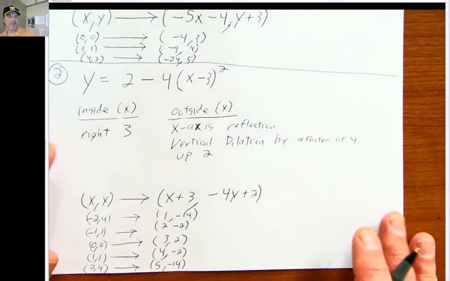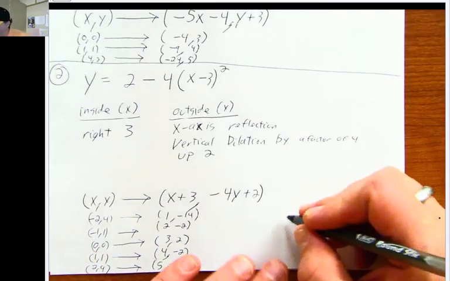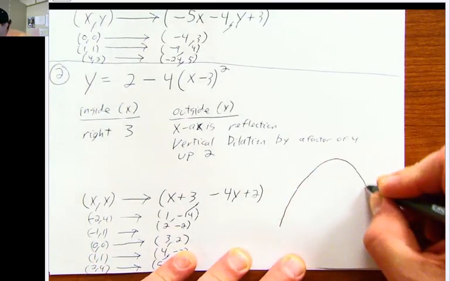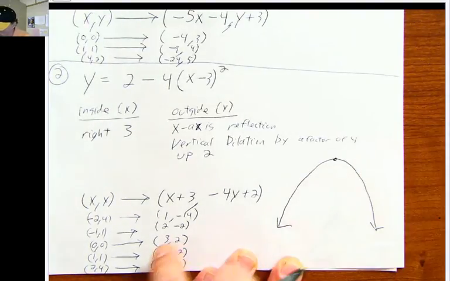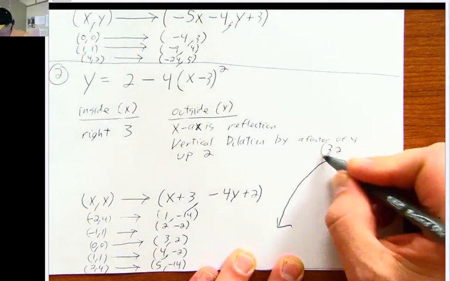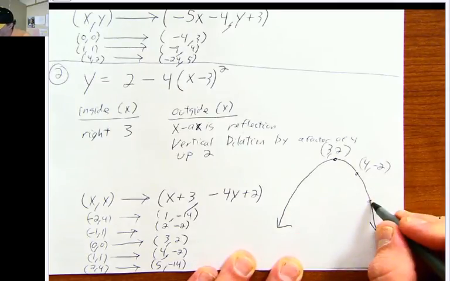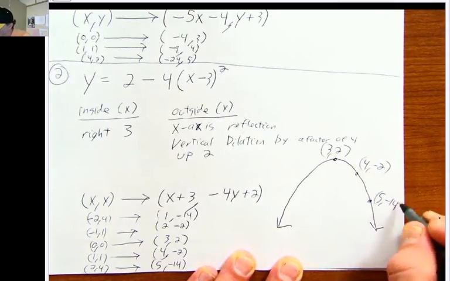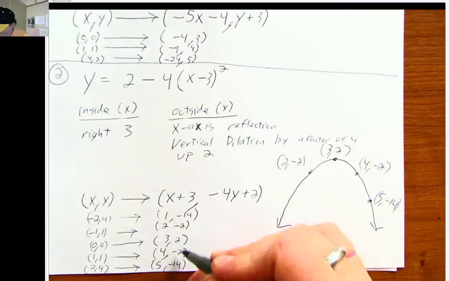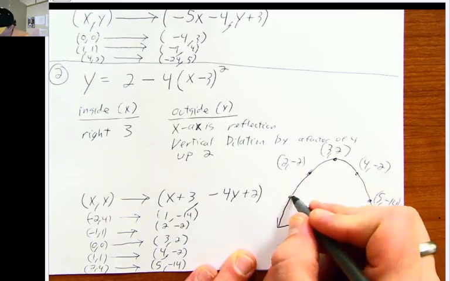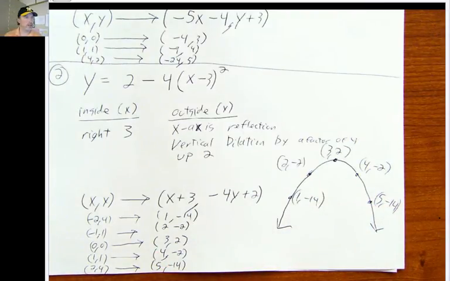Alright, so those are my 5 key points, and this is a negative x squared graph, that x-axis reflection. So that means that instead of this graph pointing up like it normally does, it's going to point down. The vertex point is this 0, 0, which is 3, 2. Then this one would be 4, -2, then 5, -14, 2, -2, and then finally 1, -14. And that would be a quadratic equation.